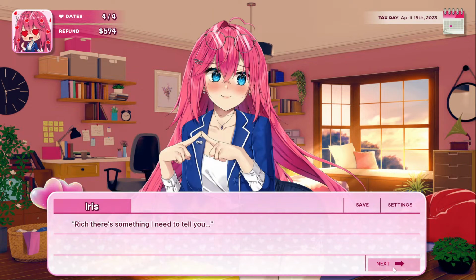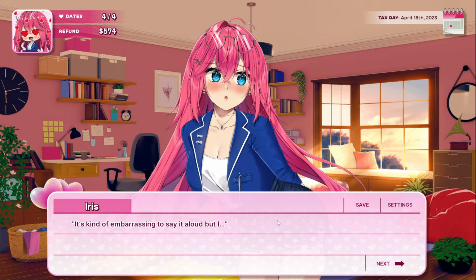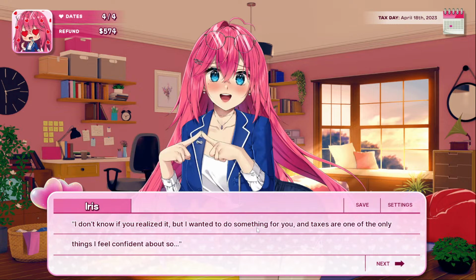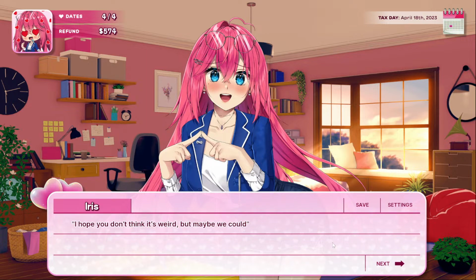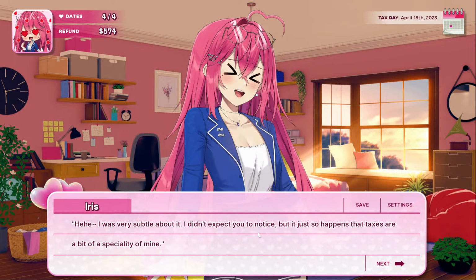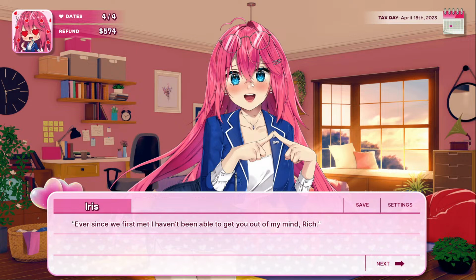Rich, there's something I need to tell you. I want to file your taxes. To get your own tax return. Wanted to do something for you. And taxes are the only thing I feel confident about. So we could go over your federal filing together and review before it's sent to the IRS. You what? I never realized. Didn't expect you to notice. Taxes are a bit of a specialty of mine. Why didn't you... I guess she doesn't want to become a CPA or something.